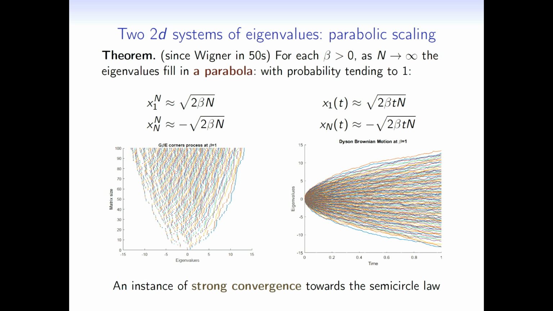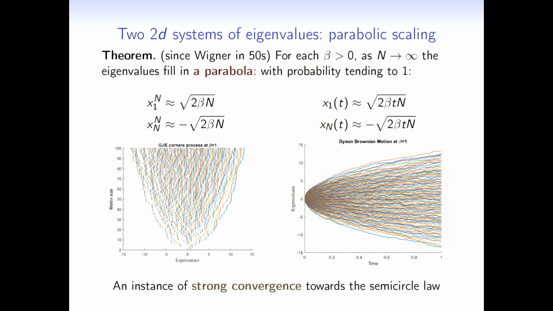Namely, if you look at this corners process, what will happen is that you draw a parabola where on the vertical axis you have n, the size of the matrix, and on the horizontal axis you have your eigenvalues, and that's the parabola here. The largest eigenvalue will be sticking to the right side of the parabola, and the smallest eigenvalue will be sticking to the left side of this parabola.